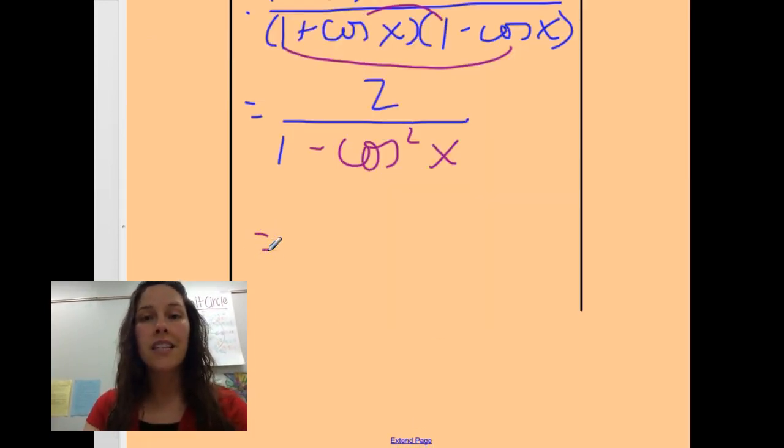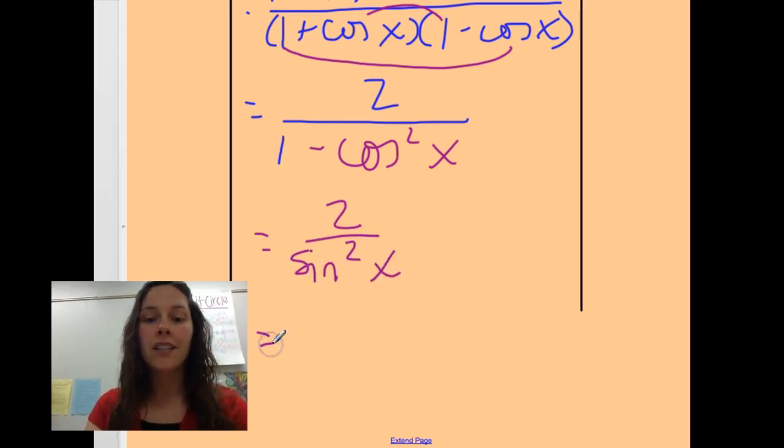Using the Pythagorean identity, again, sine squared plus cosine squared equals 1. So if you solve that for sine squared, you get 1 minus cosine squared. So we really have sine squared in the denominator. And the reciprocal of sine is cosecant, so it becomes cosecant squared.